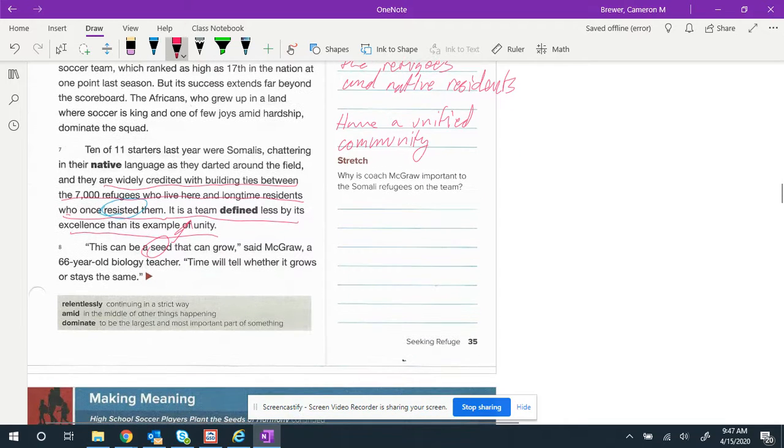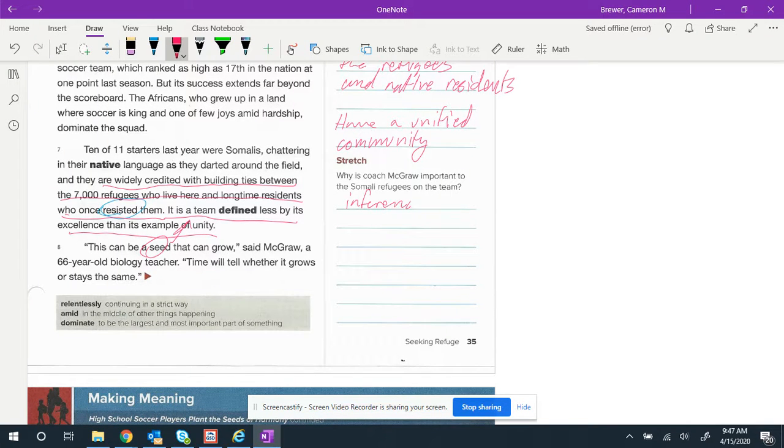You can steal that. Okay, why is Coach McGrath important to the Somali refugees on the team? This is an interesting idea. This is an inference, okay? So I'm going to talk about some important things. He's the coach. He's old. He demands excellence. And he plays the boys. This one you'll have to do on your own. I'm excited to hear what you can do. The reason why I brought those things up is so you could think about them while you try to figure out why he's important to the team.